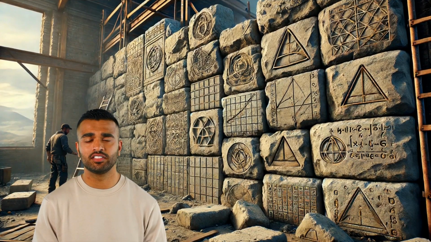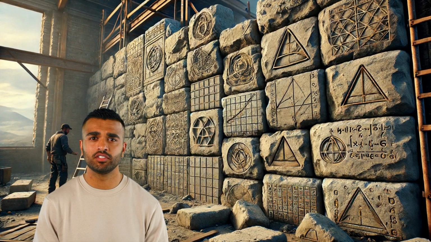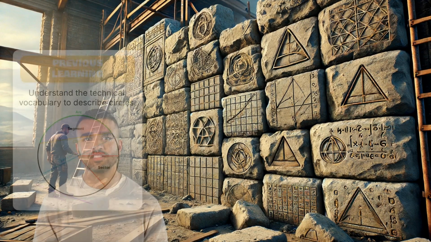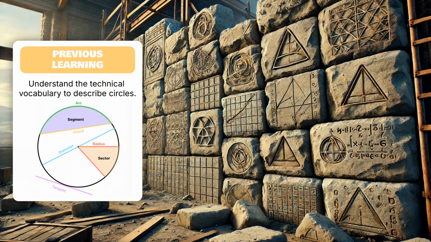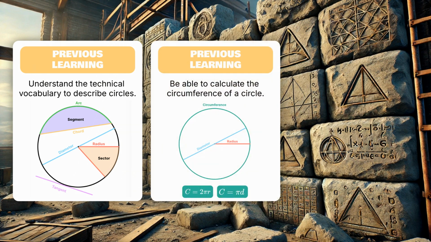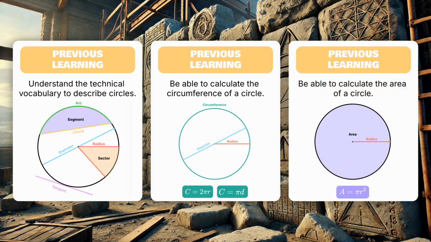In our previous lessons, we've covered some essential properties and measurements related to circles. First, we have discussed the technical vocabulary for circles, understanding terms like radius, diameter, chord, arc, and circumference. Second, we have learned how to calculate the circumference using the formula c equals 2 pi r. Third, we have learned how to find the area using the formula a equals pi r squared.